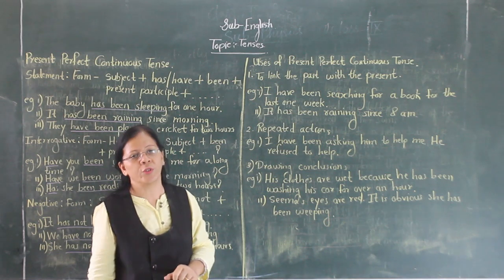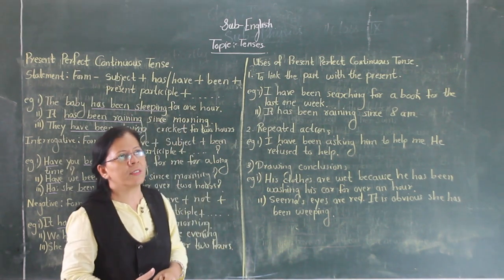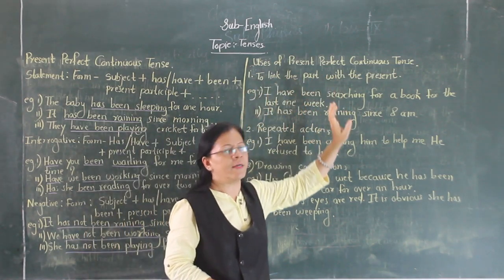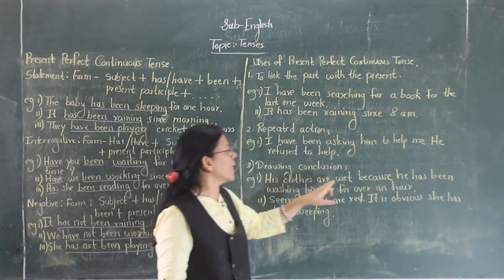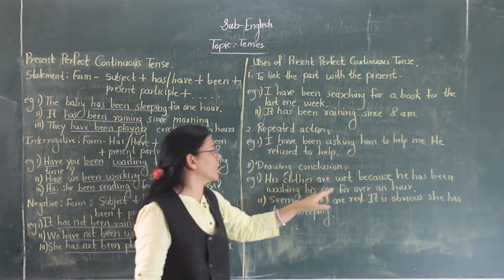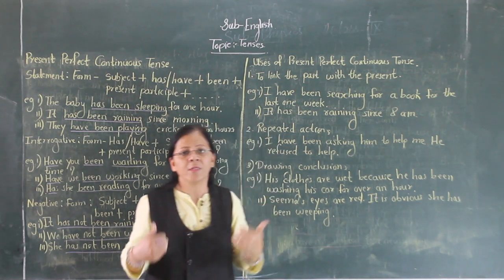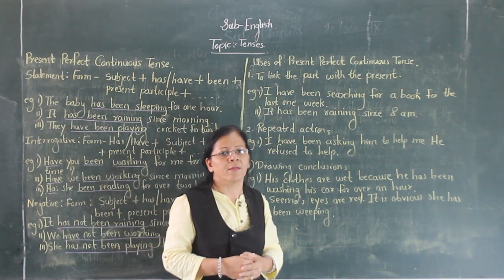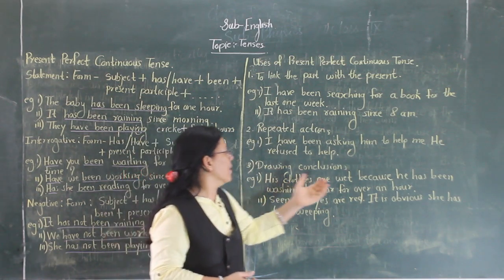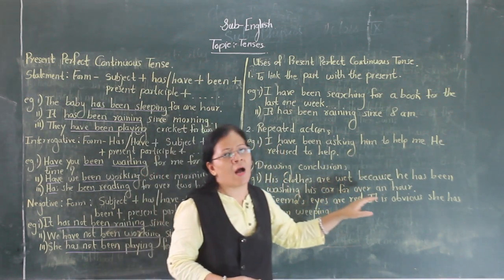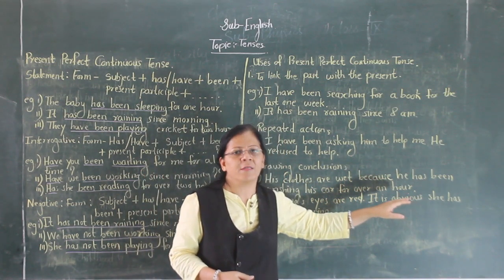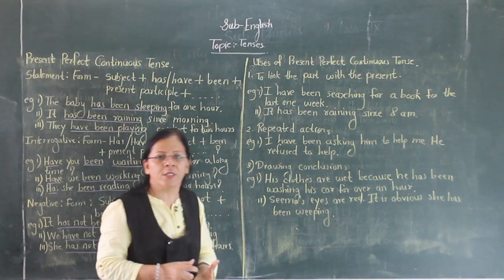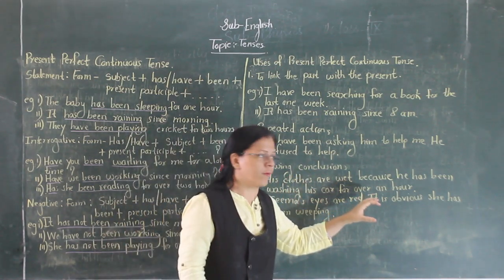Next, drawing conclusions. To draw conclusions based on some evidence, we use present perfect continuous tense. For example, his clothes are wet because he has been washing his car for over an hour. Now his clothes are wet. So why are his clothes wet? What conclusion is drawn? That he has been washing his car for over an hour. As he has been washing his car, his clothes are wet. So that is the conclusion drawn based on some evidence.